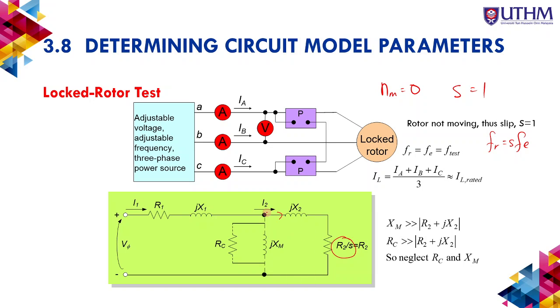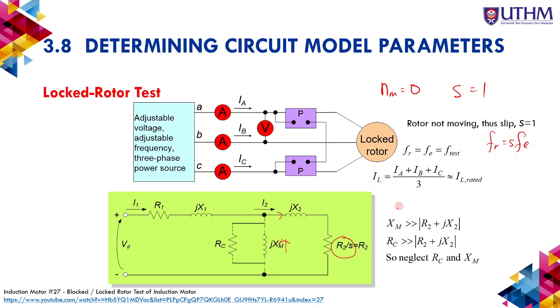In the equivalent circuit, since the rotor is not moving, the XM component over here will be very high. Since the reactance over here is very high, the current flow over here is too small, or we assume that no current flows over here, so the current will directly flow to the X2 and R2 component.